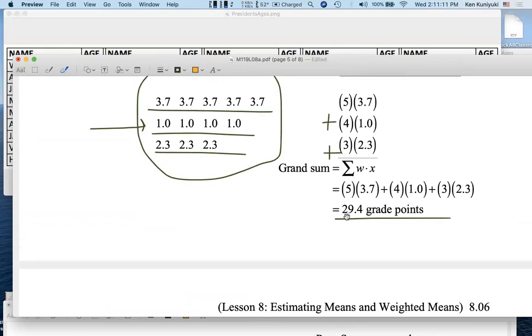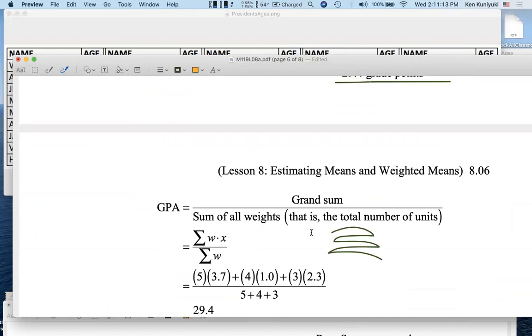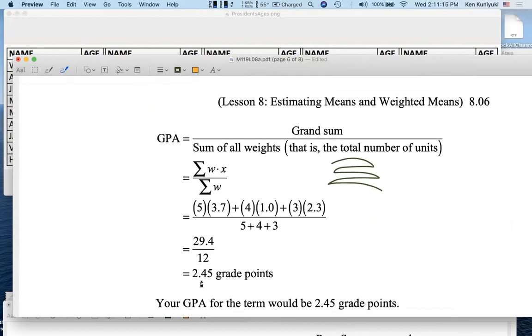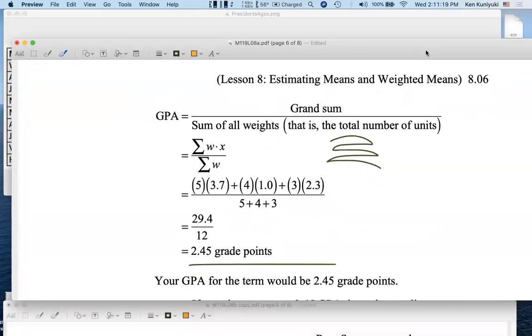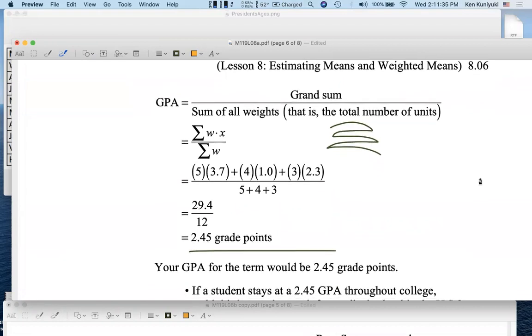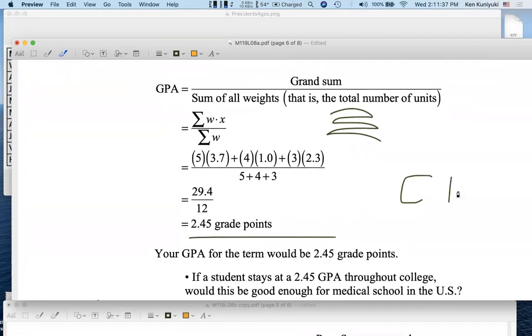Although, because these were written out to 1 decimal place here, you would round this off to 2 decimal places anyway. 2.45 grade points. Which, by the way, in terms of letters and maybe modifiers, what would that be? Would that be like an A- or what? What would that be? Well, a 2.45, that's a bit higher than a C. We're talking about like a C plus maybe, right? A C plus to a B minus.